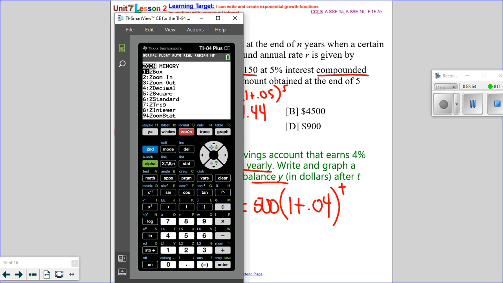Anybody know? So if you press zoom, you see it in red there. You see number 6, it says standard. If you press 6, it'll go to the standard. And if you press window again, you'll see that it's negative 10, 10, and we had all weird numbers there before. You just go to zoom and press standard, and it'll go back to the original negative 10 by 10 graph. All right, and that's it.